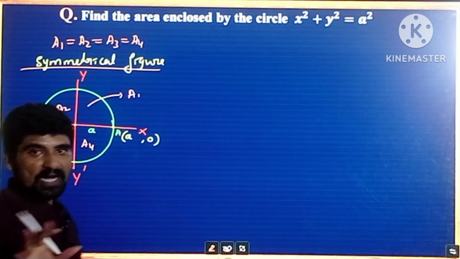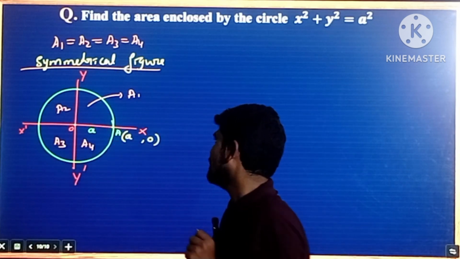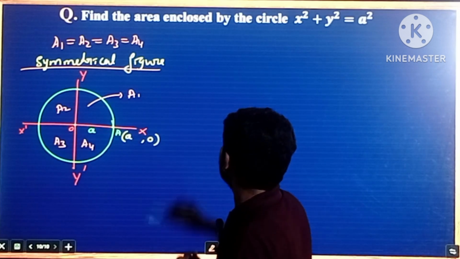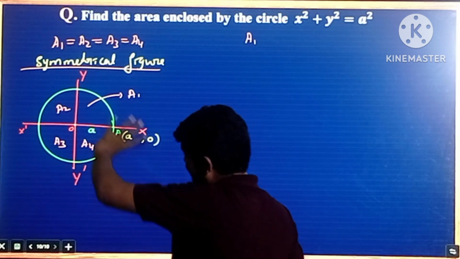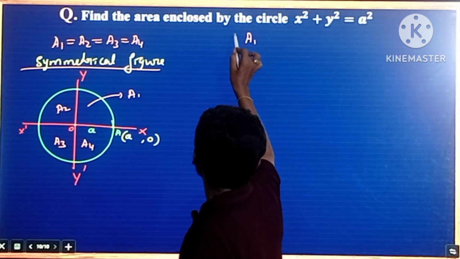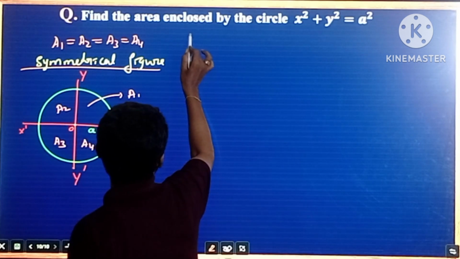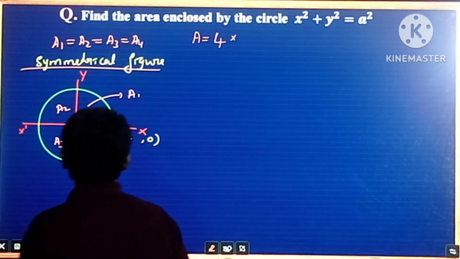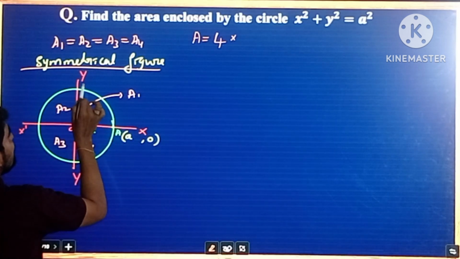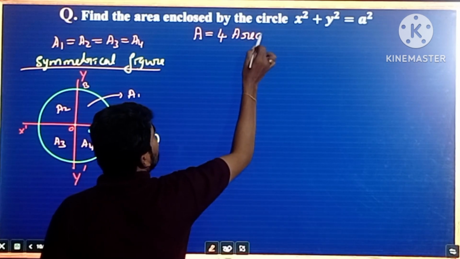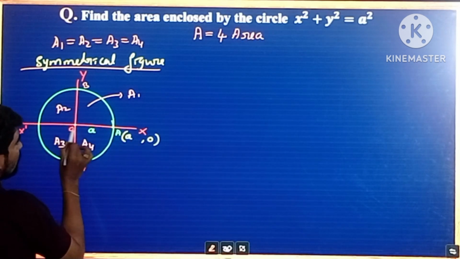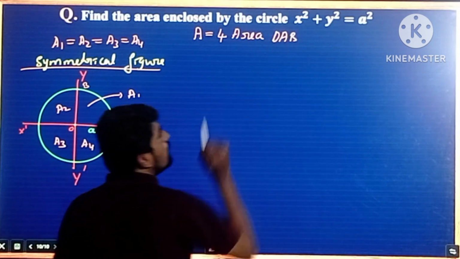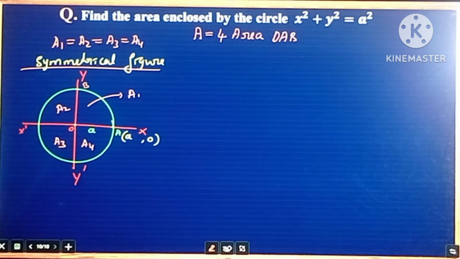From the definition of a symmetrical figure, definitely area 1 equals area 2 equals area 3 equals area 4. It means to identify the area bounded by this circle, there is no need to calculate the entire area. Just find the area in the first quadrant. Suppose the area in the first quadrant is A1. Then the entire area bounded by this circle should be equal to what? 4 times A1. So the required area, let's say A, is 4 times the area of OAB, the area in the first quadrant. OAB is nothing but the entire area bounded by this circle.